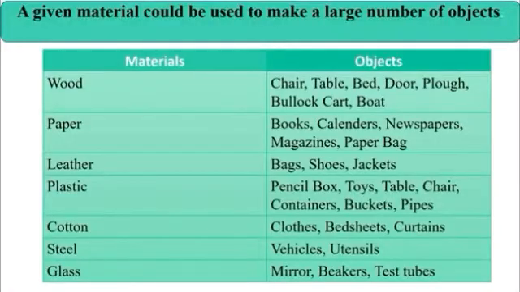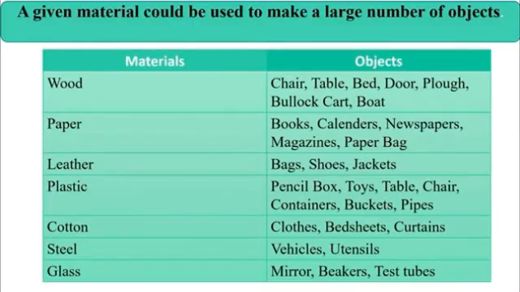Okay, now see the examples on the board. Wood could be used to make chair, table, bed, door, plough, bullock cart, boat, etc. Similarly, paper could be used to make books, calendars, newspapers, magazines, paper bags, etc. Steel could be used to make vehicles, utensils, fine. And glass could be used to make mirrors, beakers, test tubes, etc.